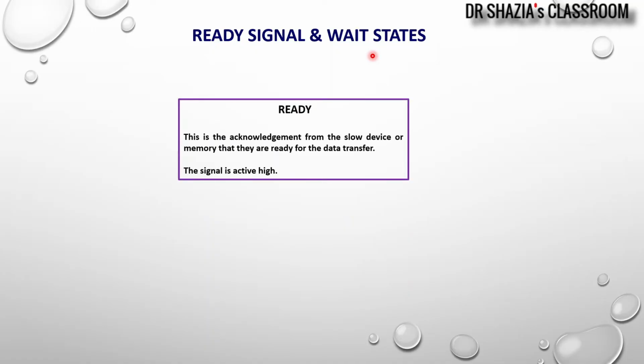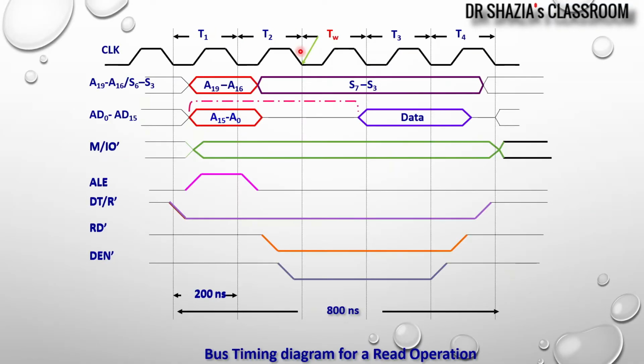So ready is the acknowledgement from the slow device or memory that they are ready for the data transfer, and wait signal or wait states are the states introduced by the microprocessor before T3. After one wait state, the processor will again check for the ready signal. If the ready signal is found to be high, the processor will go for T3 state. If not, it will insert another wait state.